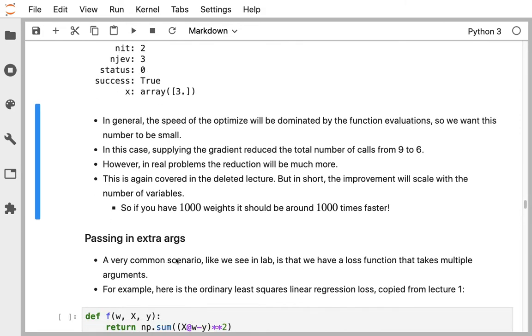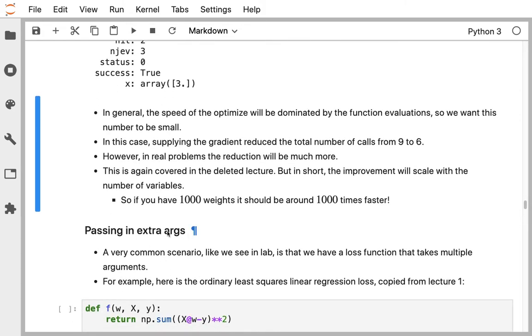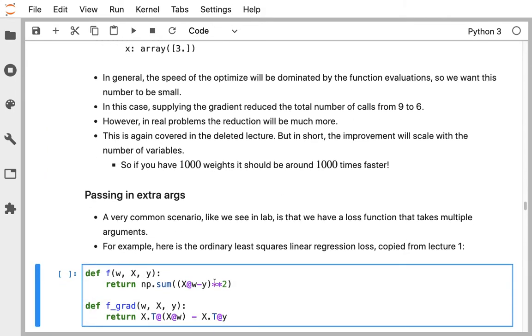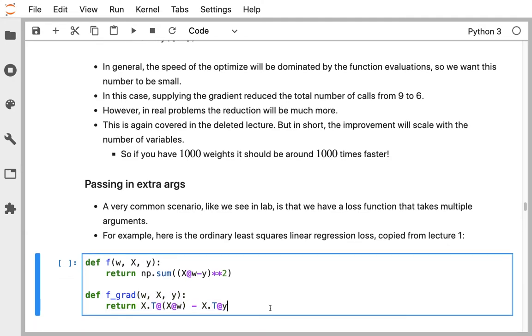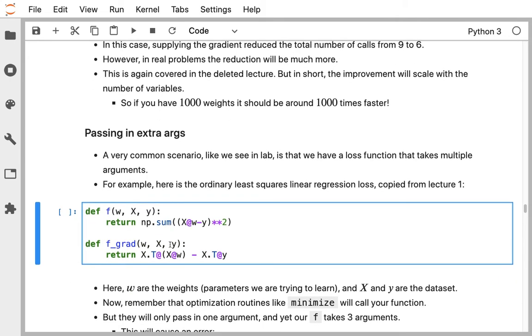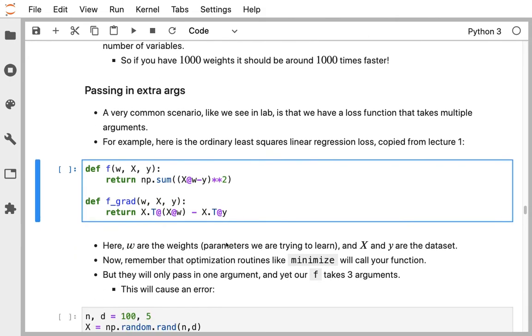Okay, next thing that a lot of people were getting tripped up on in lab. So often we have a loss function like this. This is the loss function for ordinary least squares linear regression that I copied from lecture 1. Here's the gradient of that function that wasn't in lecture 1. I just added it here. Hopefully I did it right.